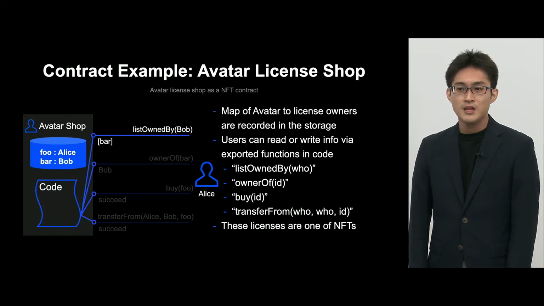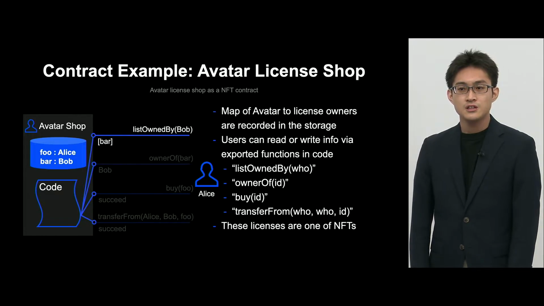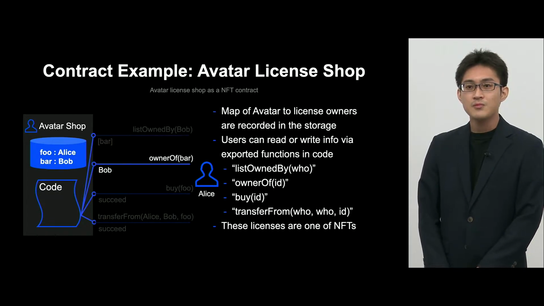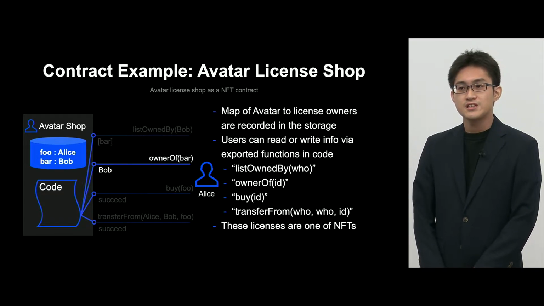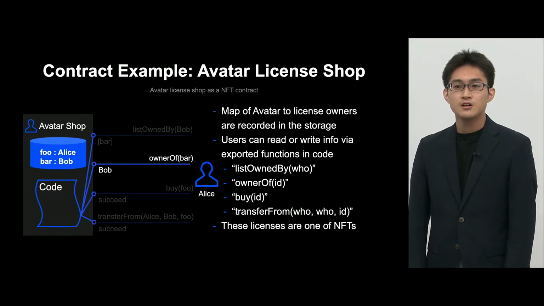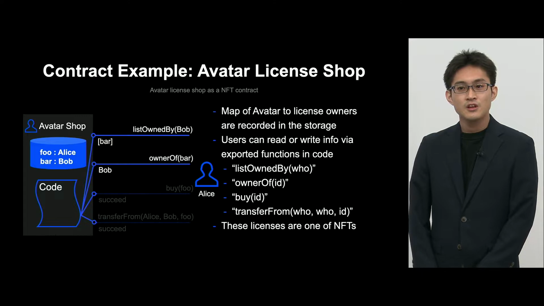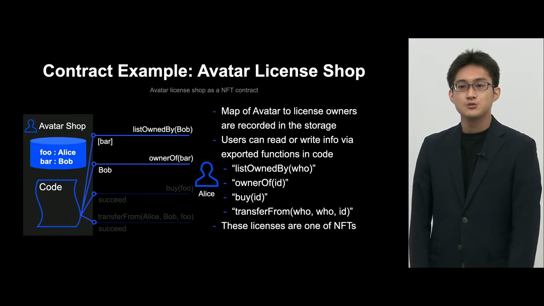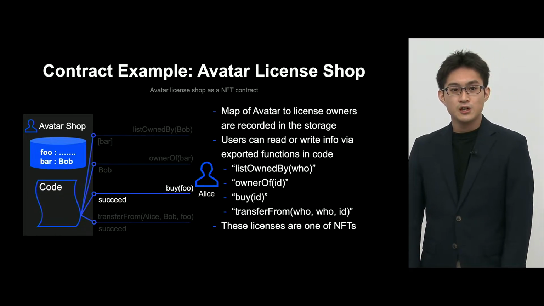In the code, the user can inquire about the information and can rewrite that information. For example, list owned Bob. This is an inquiry. So the list owned will return Bar. Also, owner of Bar. This is an inquiry. Then the return will be Bob. And the users would call these and get the license-related information.